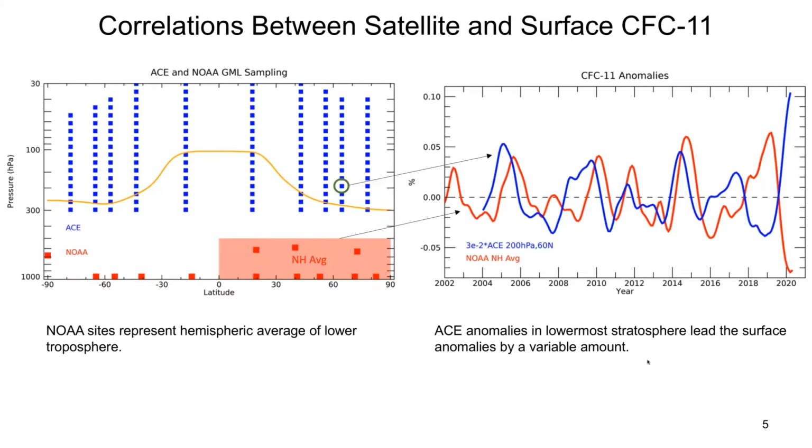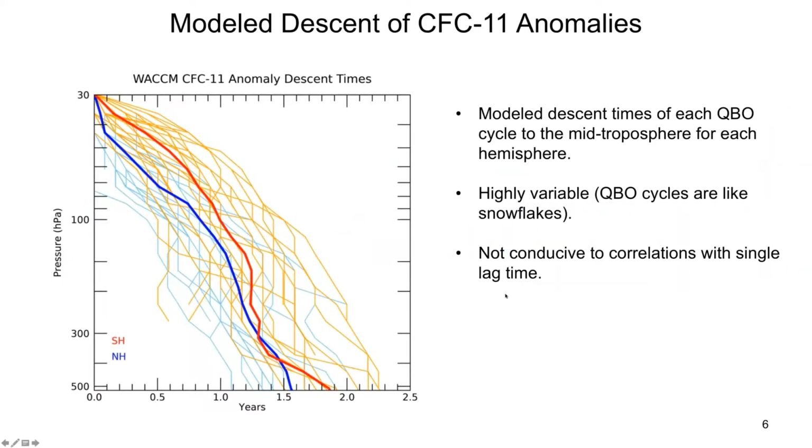If we go back to some model results real quickly, this is the model descent of each individual CFC11 anomaly from the QBO cycles in the southern and northern hemispheres in the different colors from 30 hectopascal. This is just going down to 500. The point of this is that it's highly variable in the descent rate.